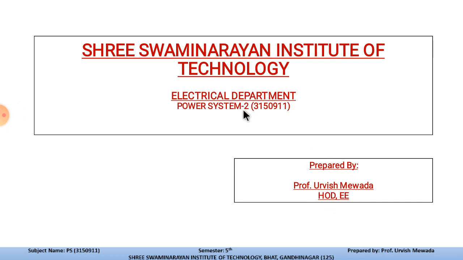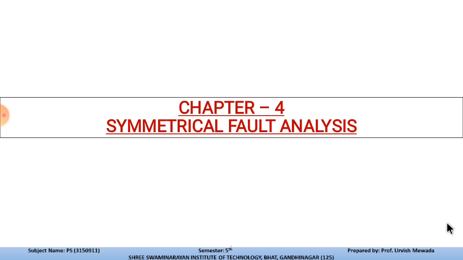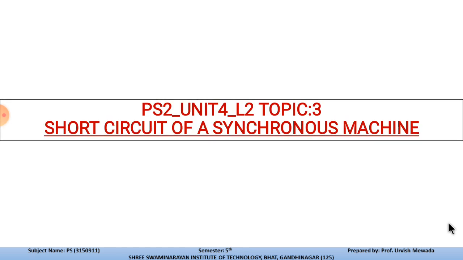I am the subject matter expert of the Power System 2 subject, which is in the 5th semester Electrical Engineering, GTU. The subject code of this subject is 3150911. Students, we are currently discussing chapter number 4, and today we are going to discuss topic number 3.